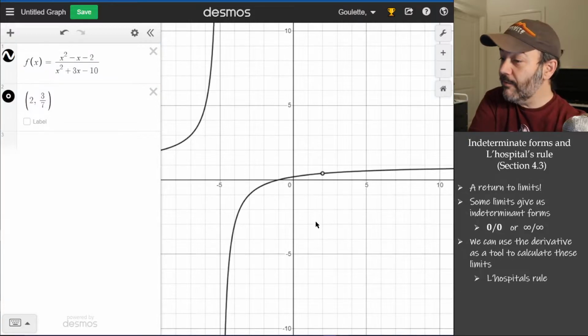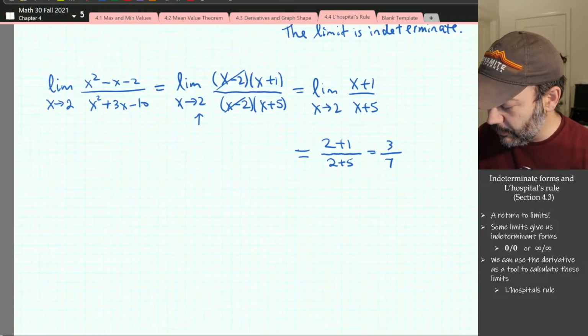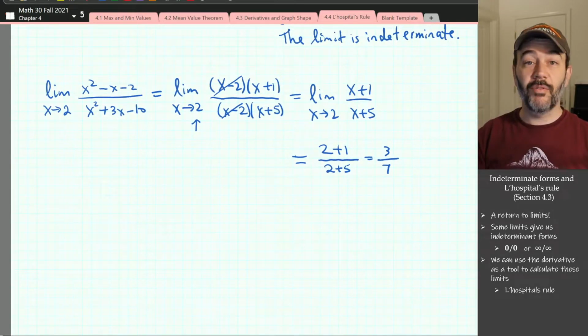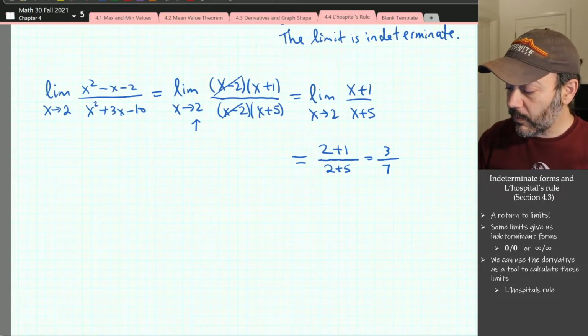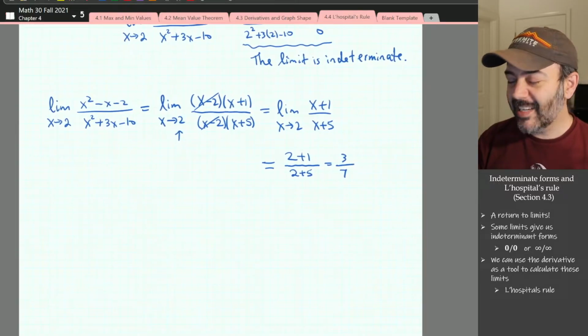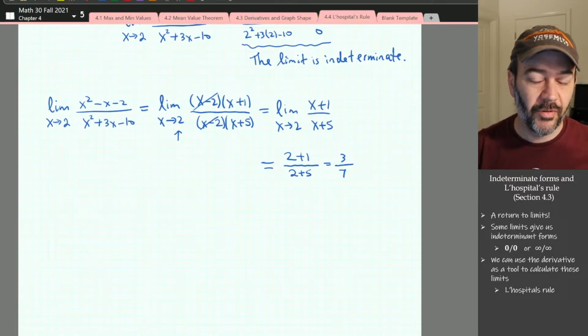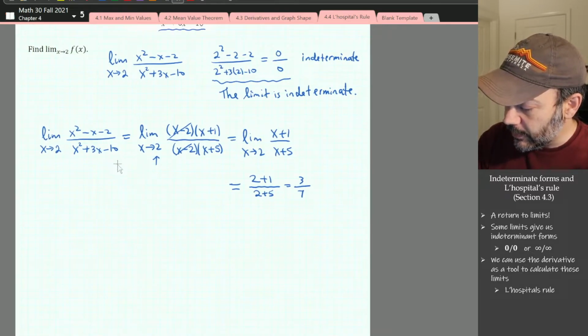Everything we just did was a review of chapter 2. This was not L'Hopital's rule. This was a review of the way we would have done this limit back in chapter 2 or on exam number 1. Here is how L'Hopital's rule works. I'm just going to walk through an example, then we'll do the formal definition. Let's go back and calculate this limit again.